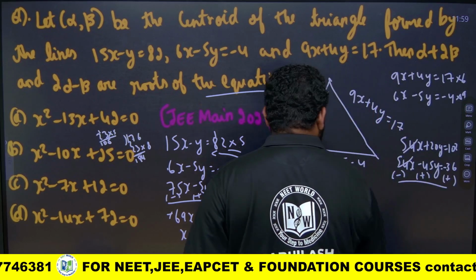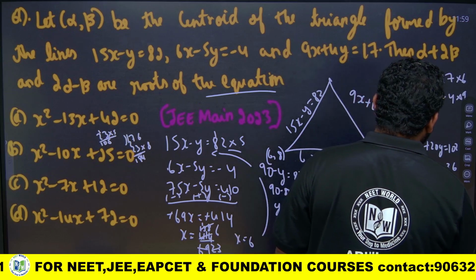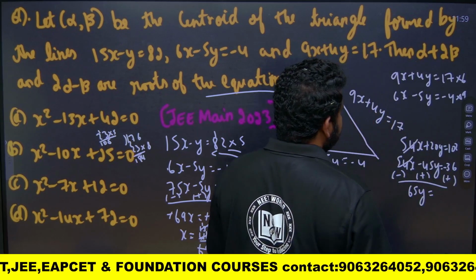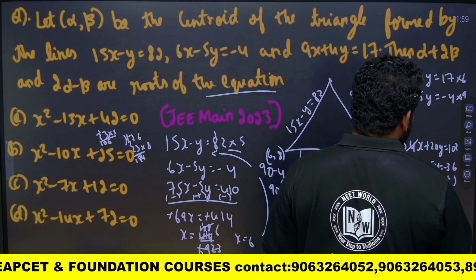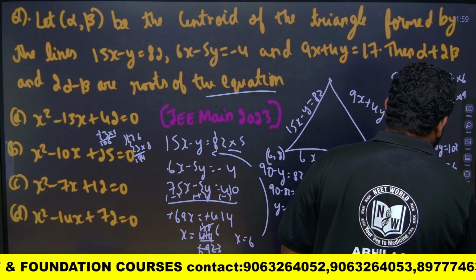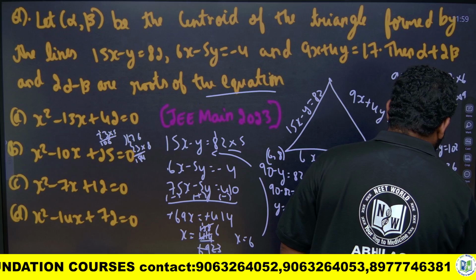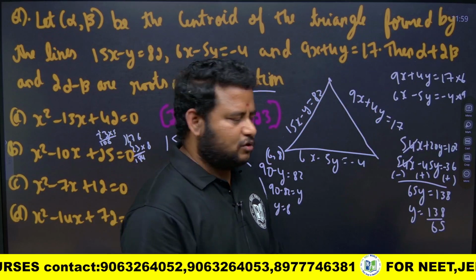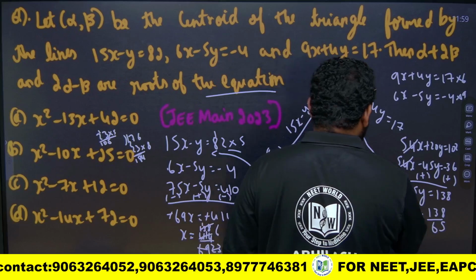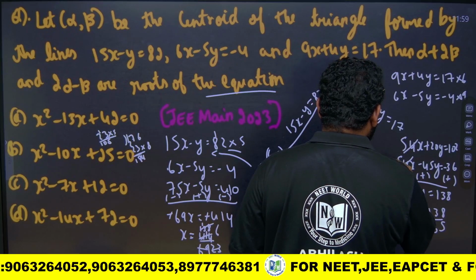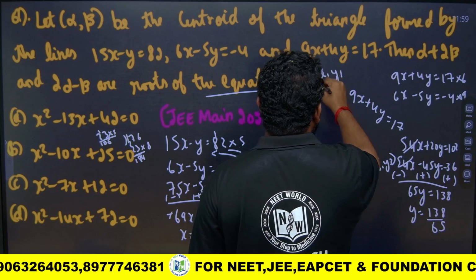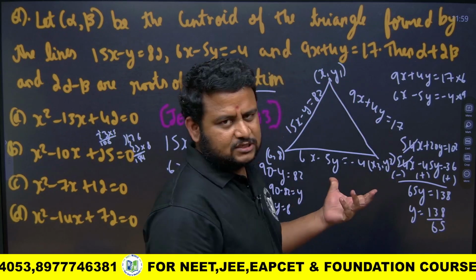The x terms cancel, and this will be plus 65y is equal to 102 plus 138, since 9 4s are minus 36 and it becomes plus. So y is equal to 138 by 65. If you solve like this, you will get x3, y3. I will not waste time solving this. This will be x1, y1. If you solve it, you will get the coordinates of the points.